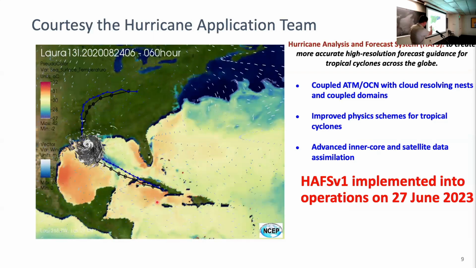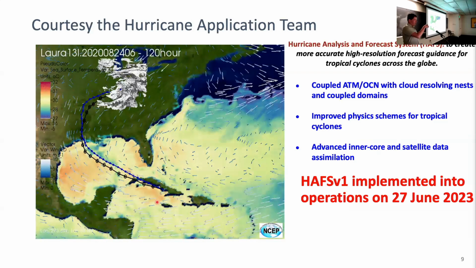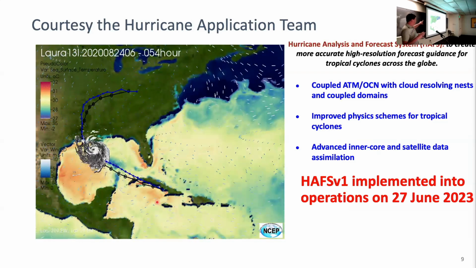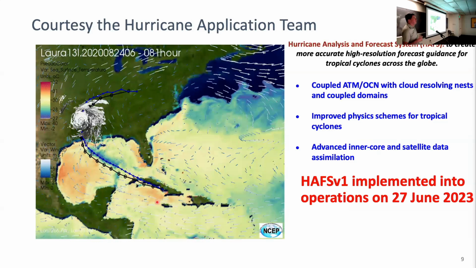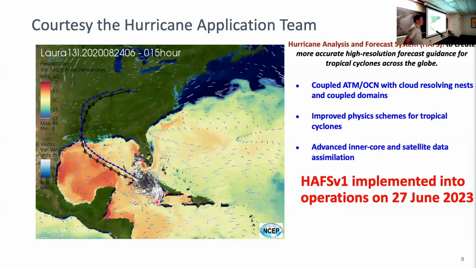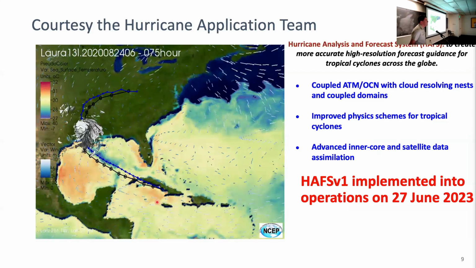Oh, it is as of June. So yeah, the current version that's running right now is fully coupled. It's not global. It's a domain over the Atlantic and Pacific Oceans, but it is coupled too. Is it available for us to download and use?